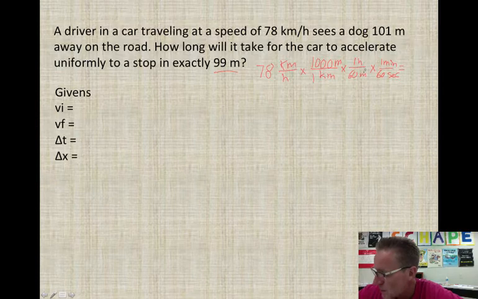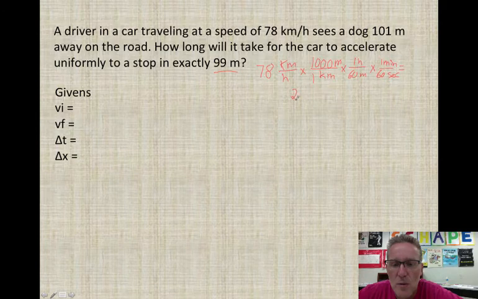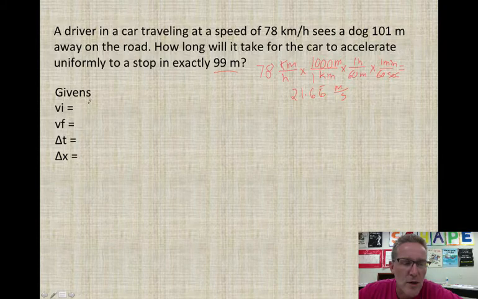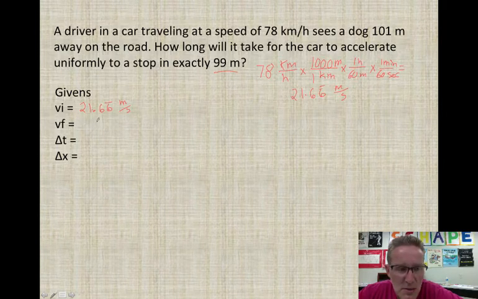That's going to come to 21.66 repeating meters per second, and I'll write it down here because I don't have much room on that side. I'll put this over here for our given: 21.6 repeating meters per second. And the VF is going to be 0 because it's coming to a stop, so 0 meters per second.